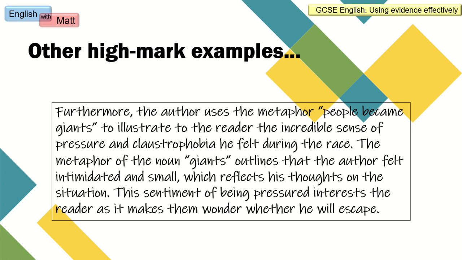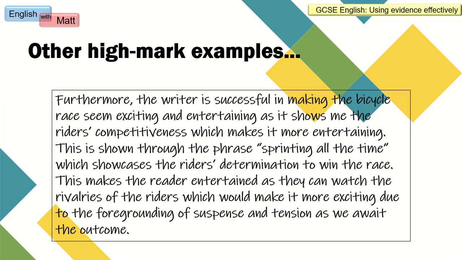Short quotes as well. And finally, the last example I've got to show you of a higher mark example. Furthermore, the writer is successful in making the bicycle race seem exciting and entertaining, as it shows me the rider's competitiveness, which makes it more entertaining. This is shown through the phrase sprinting all the time, which showcases the rider's determination to win the race. This makes the reader entertained as they can watch the rivalries of the riders, which would make it more exciting due to the foregrounding of suspense and tension as we await the outcome. So the confident analysis there, using words like foregrounding, for example.